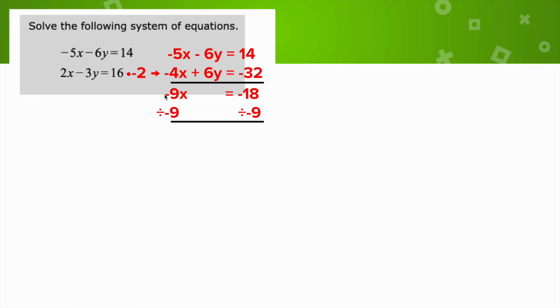Make sure you take the negative with it. I don't want to leave the negative with the x. So negative 9 divided by negative 9 is 1. Negative 18 divided by negative 9 is positive 2, because two negatives make a positive there. So this is half of my solution.